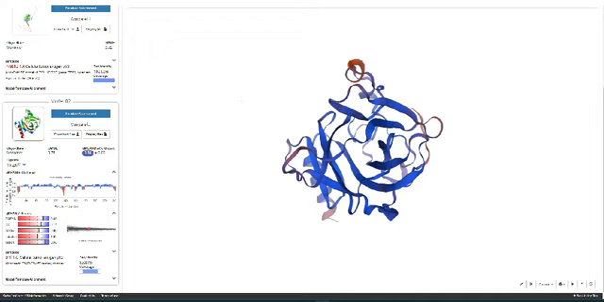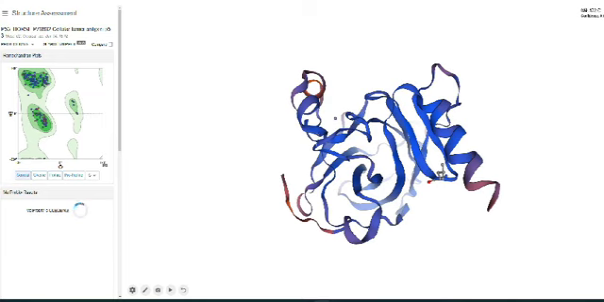Now we are moving to this structure assessment part. When we click on this option, we can view our structure as well as the Ramachandran plot. This blue color indicates high confidence in our structure. And now we are moving into this Ramachandran plot.